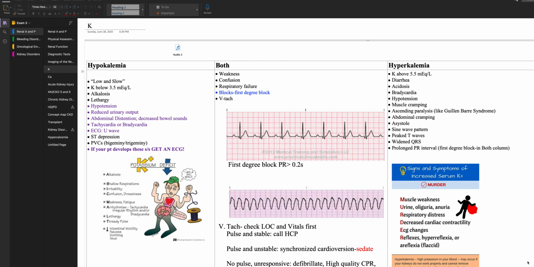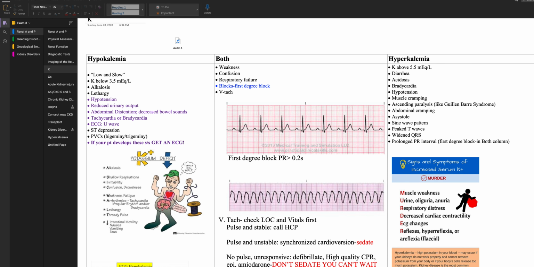So on the ECG for hypokalemia, you're going to see a U-wave. You could see PVCs. And if your patient develops any of these symptoms, get an EKG, okay? Remember, you always gather all the information you need for the SBAR before you reach out to a physician. And remember, in NCLEX, you have all the orders you need, okay? So you don't have to worry about not having an order.